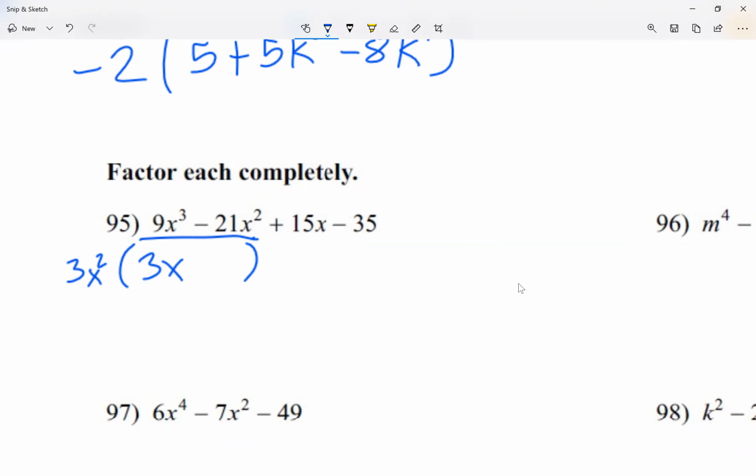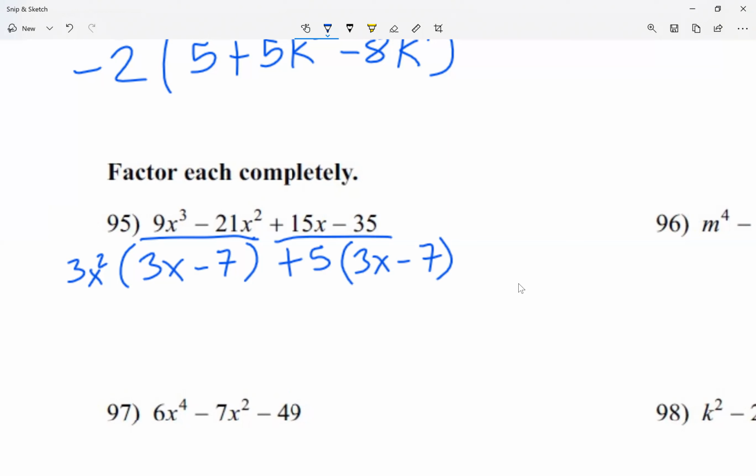Number-wise, remember I said divide by 3. Letter-wise, subtract 2 from the exponent, and then minus 7, right? 21 divided by 3 is 7. On the exponent, because I subtracted 2, it's x to the 0, so no x. Okay, now let's take a look at the last 2 terms. 15x plus 35. I'm going to divide both of them by a positive 5. So it's going to give me 3x minus 7.